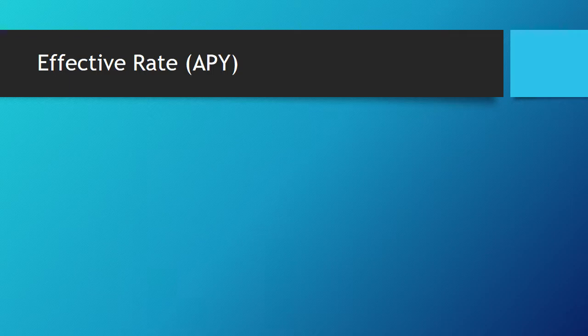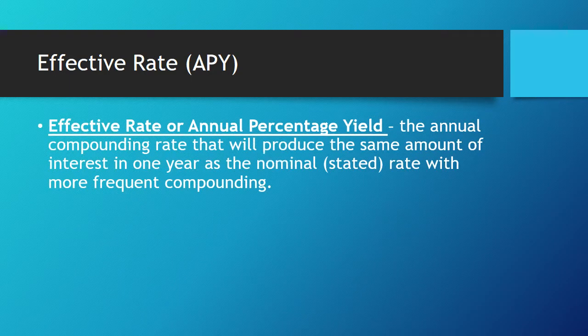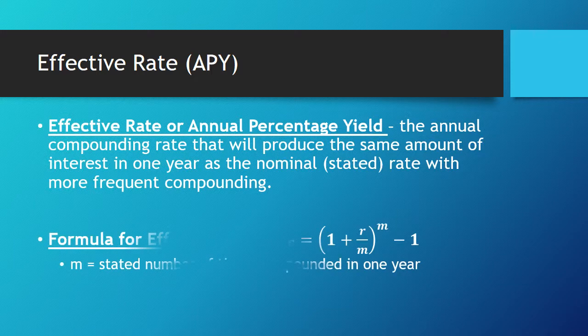Now we're going to talk about the effective rate, which is also known as the annual percentage yield. This is the annual compounding rate that will produce the same amount of interest in 1 year as the nominal or stated rate with more frequent compounding. The formula for figuring this out is R sub E, that's effective rate, equals 1 plus R, which would be the stated rate, over M, the stated number of times compounded in 1 year, to the M power minus 1.